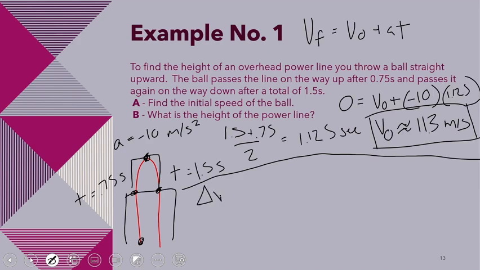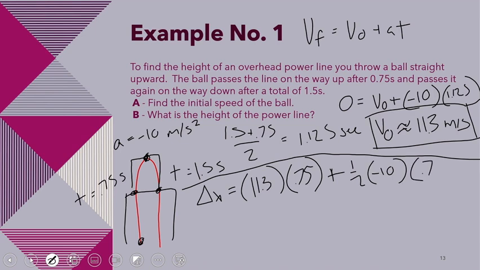So our change in displacement is equal to the initial velocity multiplied by the time plus 1/2 times the acceleration times the time squared. You do a little bit of solving, and then you get that the change in displacement is approximately 5.66 meters. And so you know that the height of the power line is 5.66 meters.